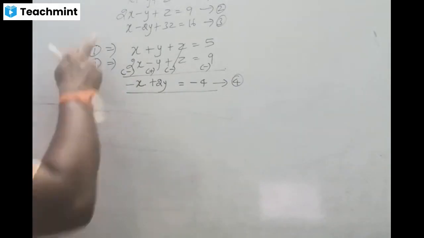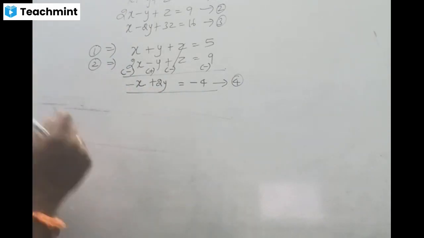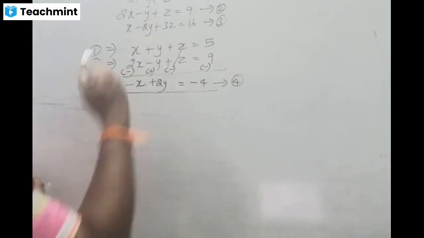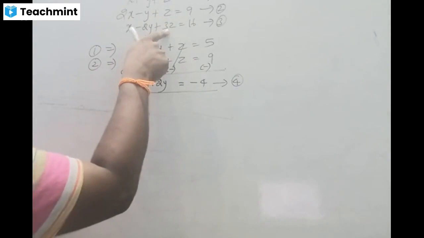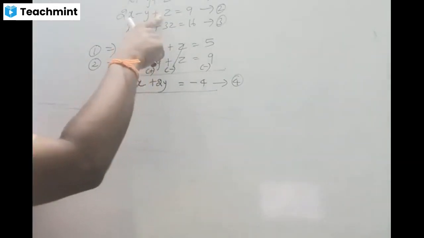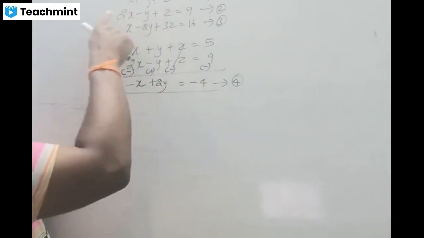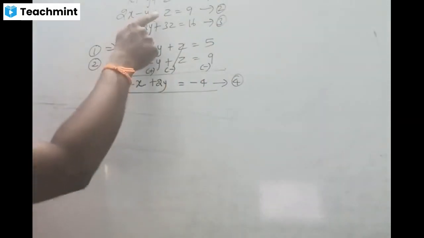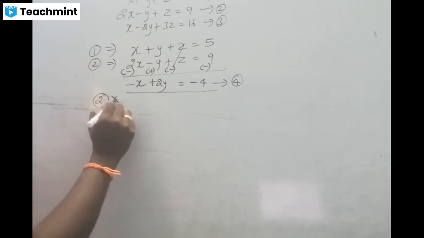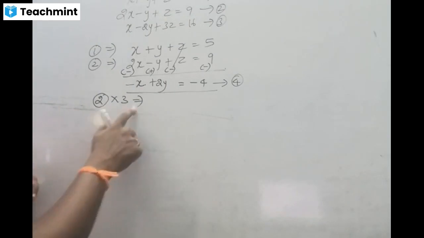Now we are going to take equations 2 and 3. First, I should observe the coefficient of the particular variable in both equations 2 and 3. Here we have 3z in equation 3, but here we have only 1. So to make this 3, you have to multiply the entire equation by 3. Then only I can get 3z here. So equation 2 is multiplied by 3.